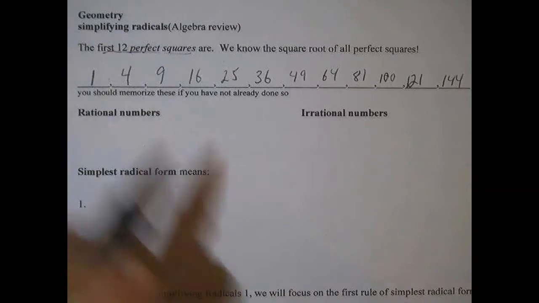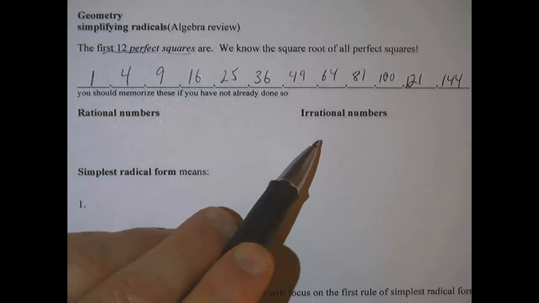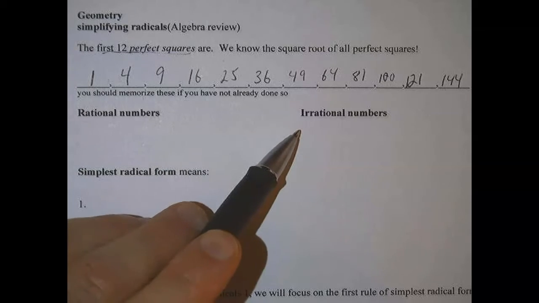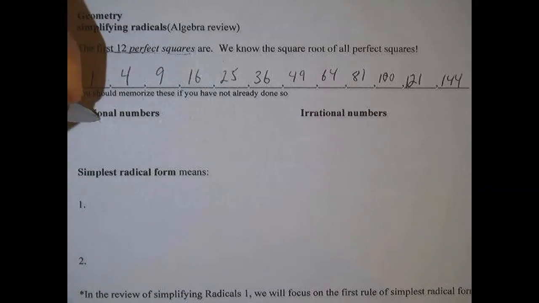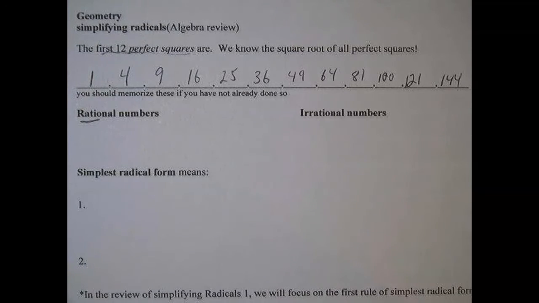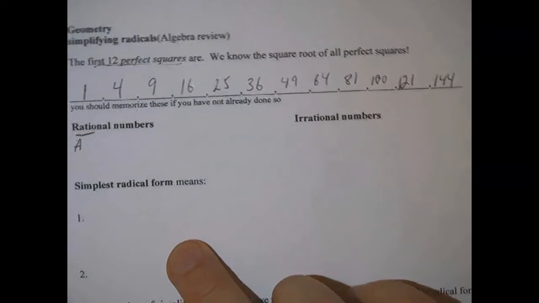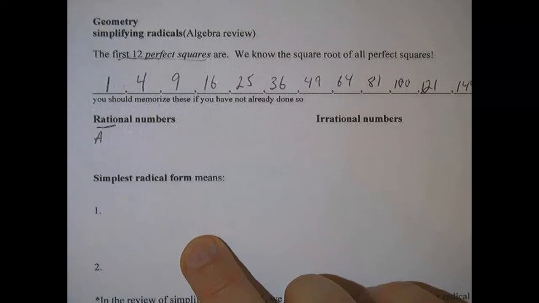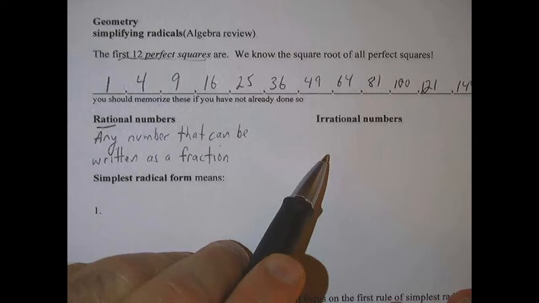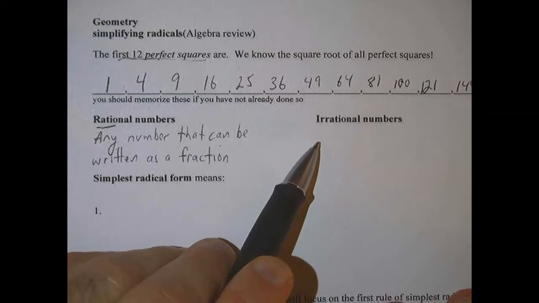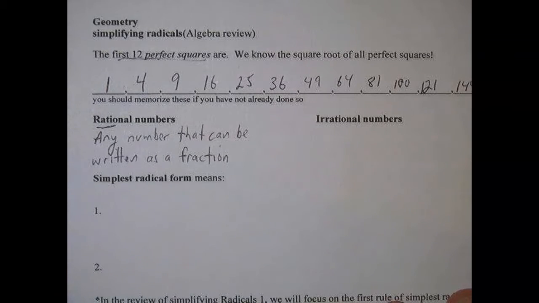First of all, we're talking about square roots, so we need to make a distinction between numbers that are rational and numbers that are irrational, which means not rational. Rational is based on the word ratio, and it's any number that can be written as a ratio or a fraction. An irrational number, since it's non-rational, will probably be no surprise: these are numbers that cannot be written as fractions.